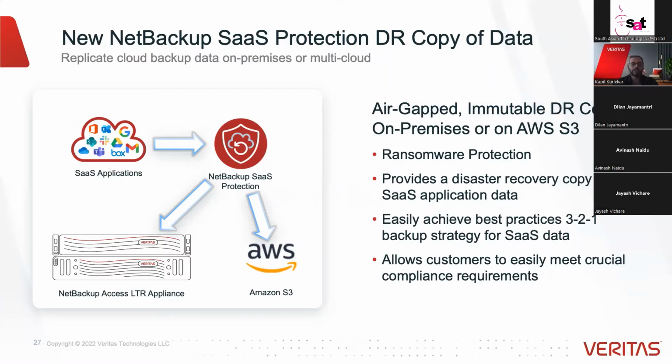Some organizations have specific compliance requirements and have to maintain a copy of their data on site as well. Many NetBackup customers are taking advantage of Veritas appliances to automatically fulfill these requirements. With the new integration between NetBackup SaaS protection and NetBackup, you will be able to have your SaaS backup data automatically replicated to an on-site copy or on a NetBackup appliance. And customers can also leverage the option of replicating their data to the storage on Amazon S3 as well.